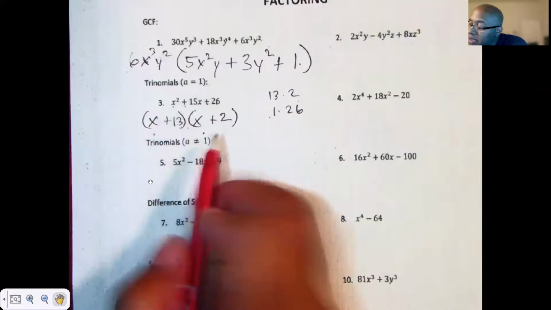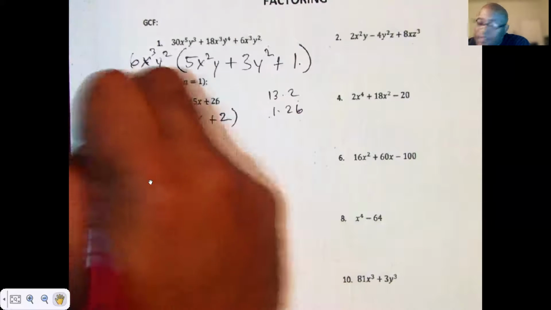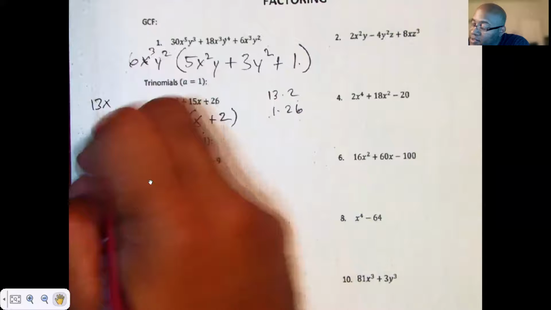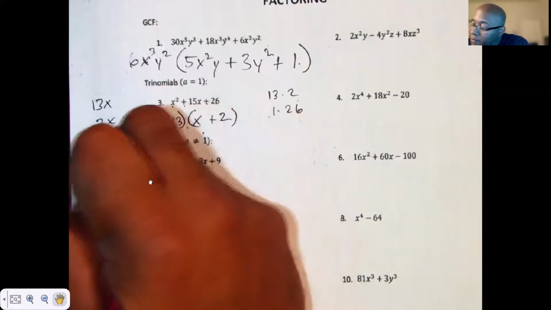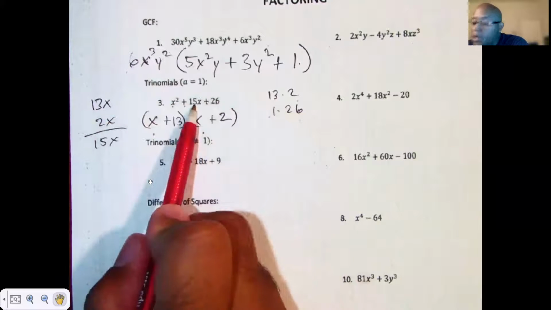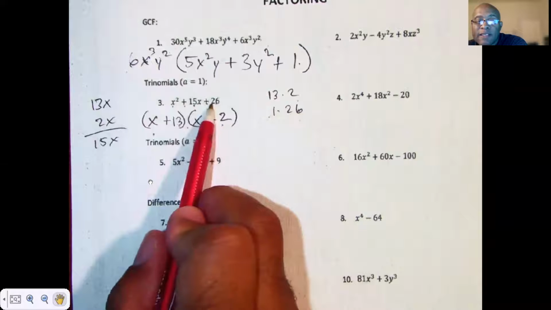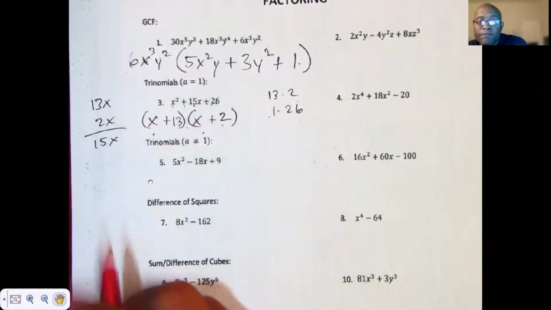If I want to prove this, 13 times x is 13x. 2 times x is 2x. When I add them together, I get 15x, which is my middle term. And 13 times 2 is 26. So that's one way of proving it.